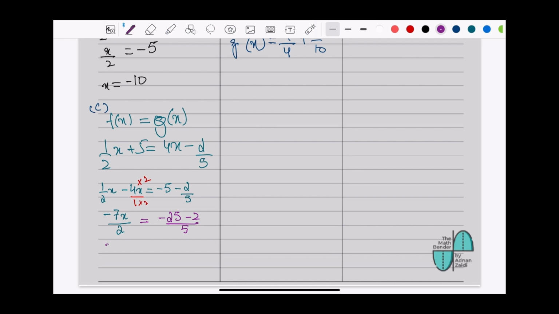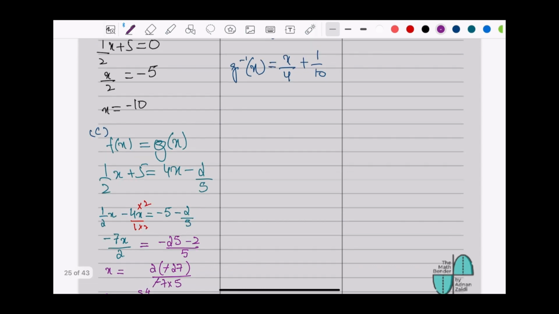So x is going to be 2 times minus 27 over minus 7 times 5. Minus cancels out. X equals 27 times 2 is 54 over 35. That's the value of x.